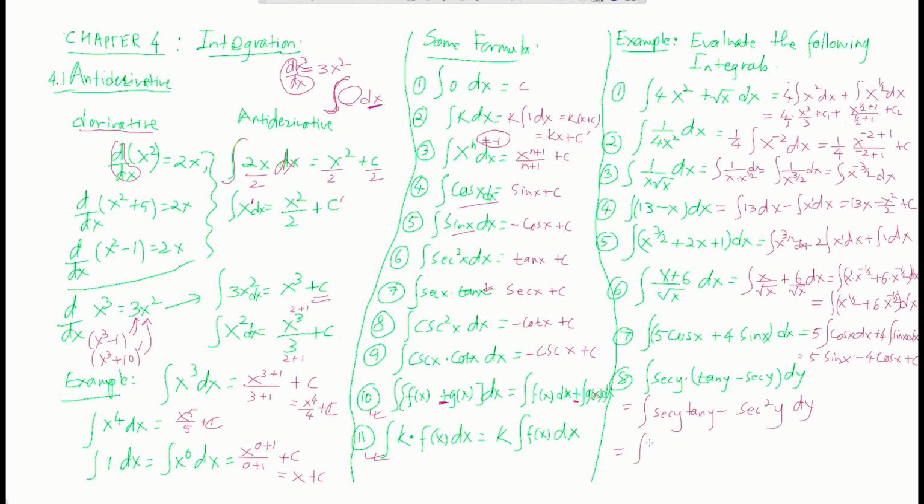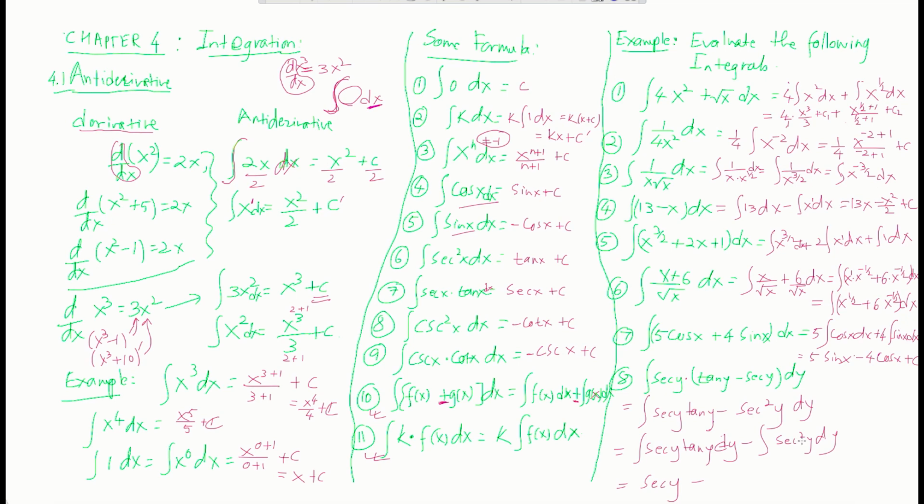So integral of secant y tangent y dy, and then minus integral of secant squared y dy. Can you tell me what is the integral of secant y tangent y? Where do we have that? Maybe I forgot to write that one, right? Oh, there is. So number 7, secant x tangent x gives secant x plus c, because the derivative of secant is secant times tangent. So it is secant y minus, what is the integral of secant squared?